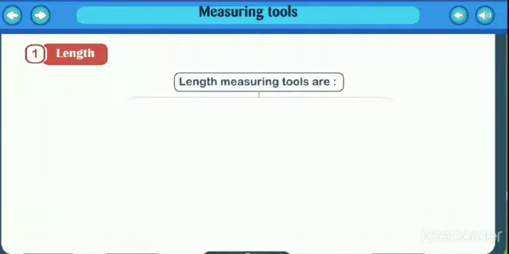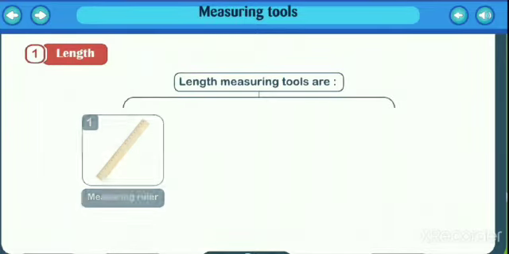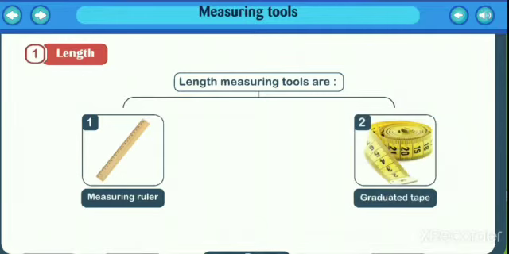Let's start with length. Measuring tools of length. We have two measuring tools of length. The first tool is called measuring ruler and the second tool is called graduated tape. The measuring ruler is a tool suitable to measure small lengths like a pen, like a book. But the graduated tape is a tool suitable for measuring the length of large objects, like the dimension of a classroom.